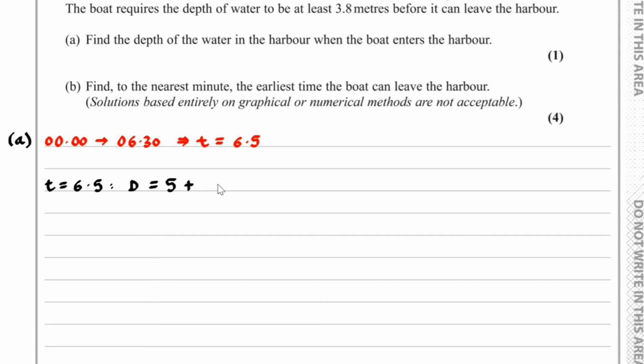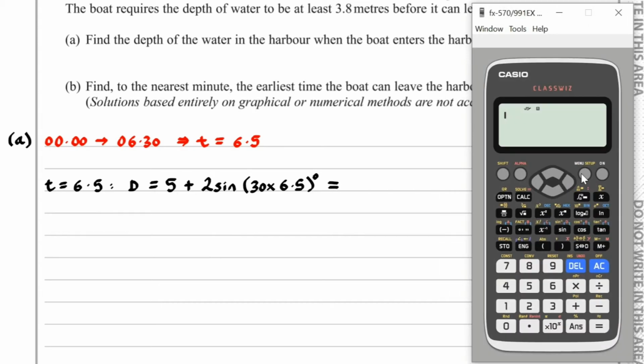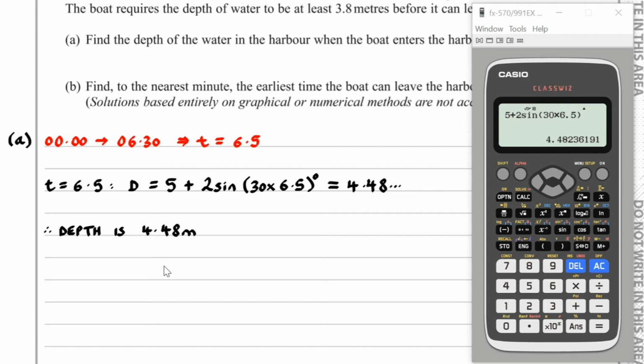5 plus 2 sine of 30 times 6.5 degrees. And so if I work out what this is, ensuring we are in degrees, we have 5 plus 2 times the sine of 30 times 6.5. So it turns out we get 4.48, etc. And so therefore, the depth is 4.48 meters.